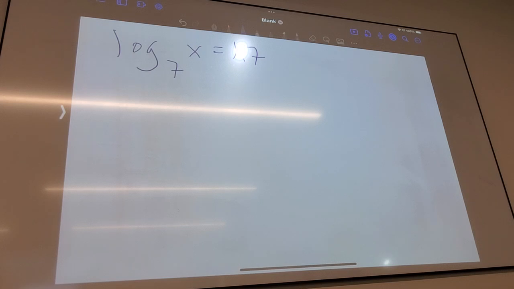So instead of thinking, is there a process logarithms allow me to do where I can get x by itself? How do I rewrite this logarithm as an exponent? 7 to the 1.7 equals x. And I'm done. I can just throw that in my calculator. You guys see that? Now, I haven't used the property yet. I just used the basic definition of logarithms. So let me show you where the property comes in.